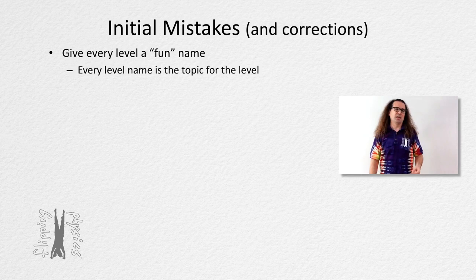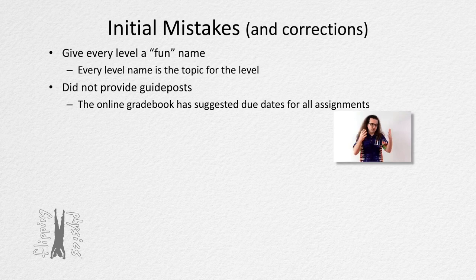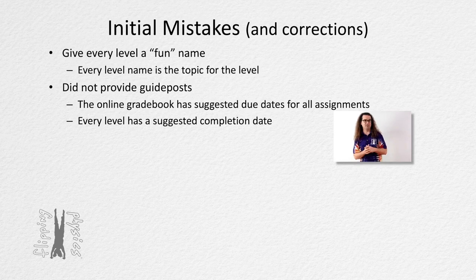I also did not provide guideposts. So now the online gradebook has suggested due dates for all assignments. Every assignment, if you look in their gradebook, they can see this assignment is due by this particular date. And those are not actually due dates. They're just suggested dates. So if I'm on pace, I should have this assignment done by this particular date. And every level now has a suggested completion date.